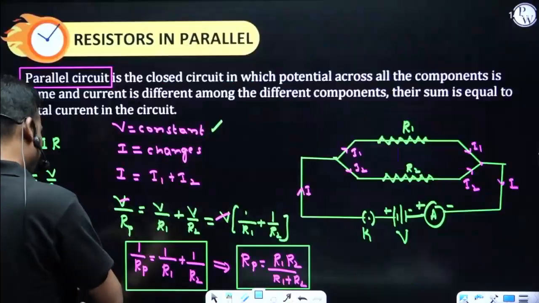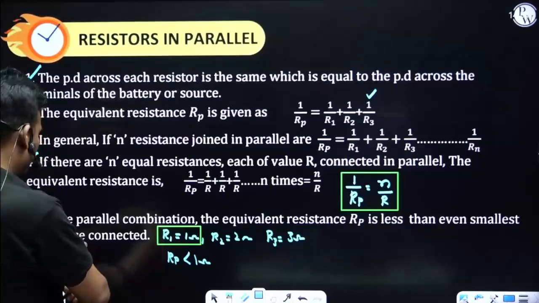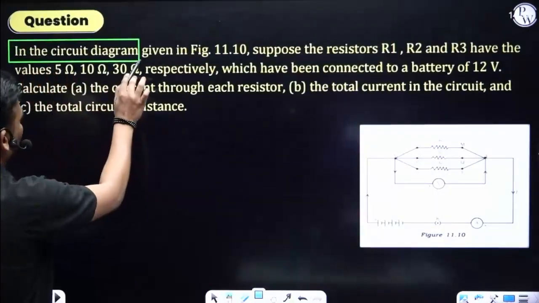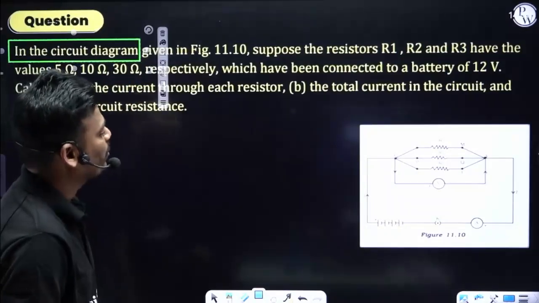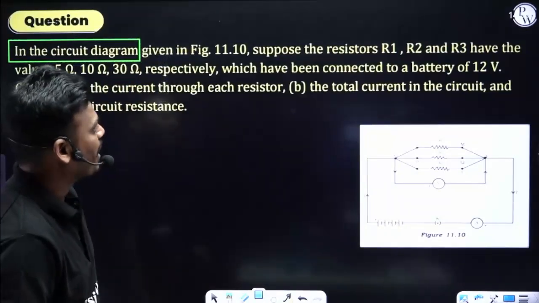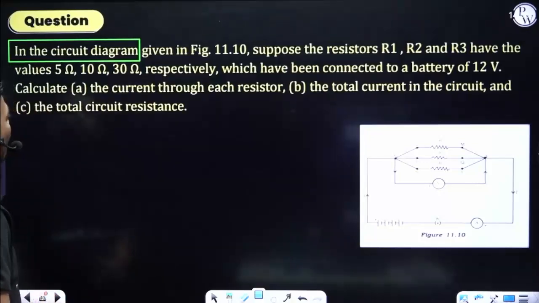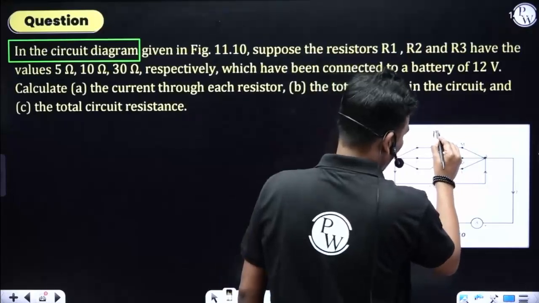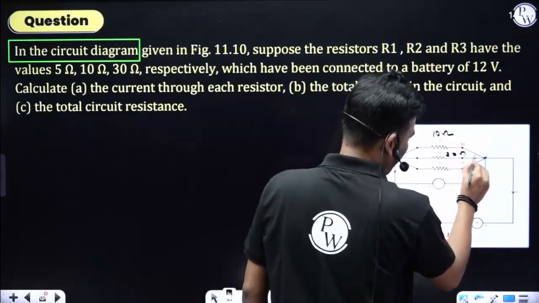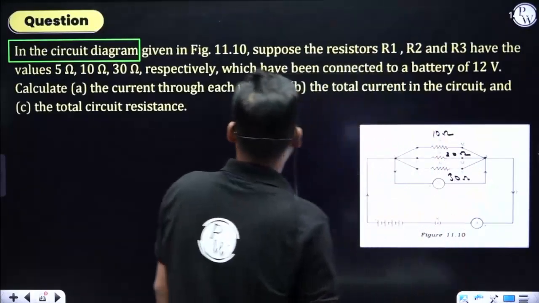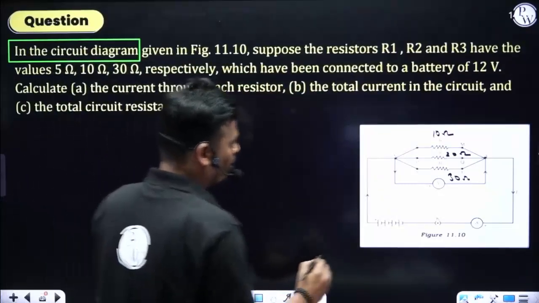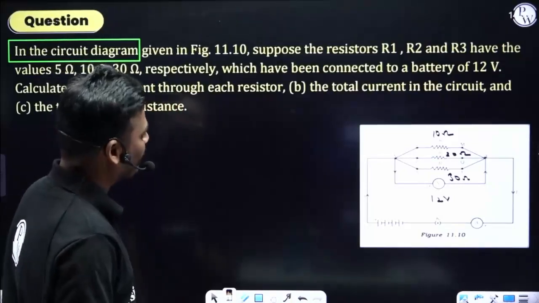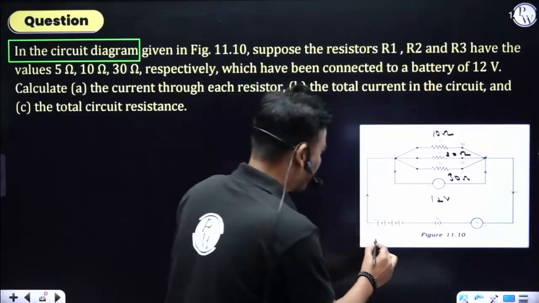Now, let's move on to the next concept. The question is, in the circuit diagram given in figure 11.10, resistors R1, R2, R3 have values of 5 ohm, 10 ohm, 30 ohm. Let me write here. This is the 10 ohm, this is the 20 ohm, and this is the 30 ohm, which have been connected to a 12 volt battery. This is the battery, 12 volt.